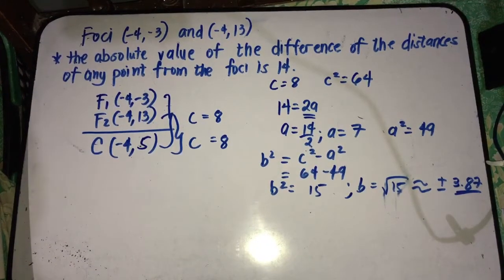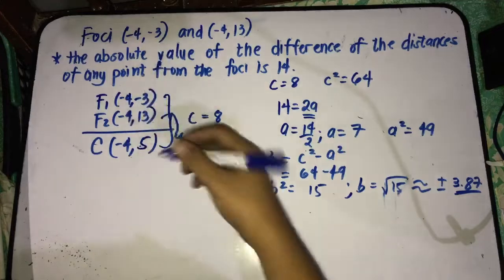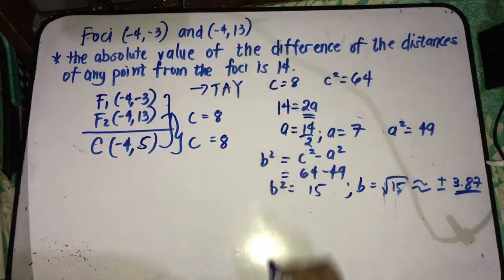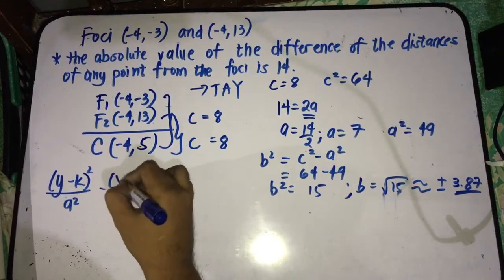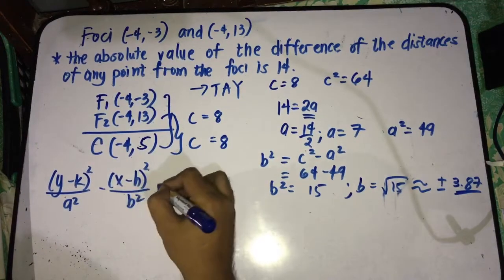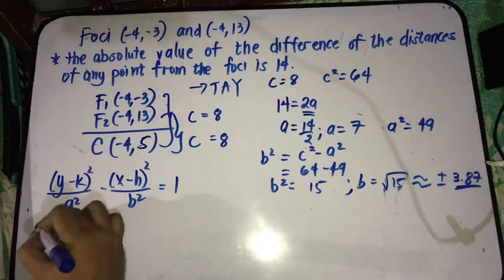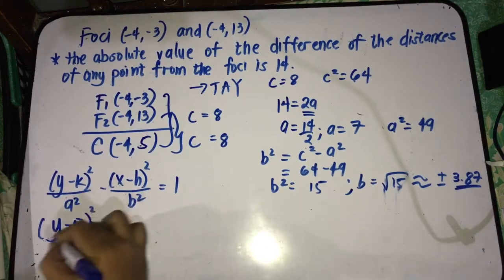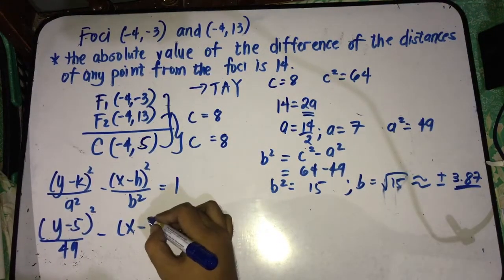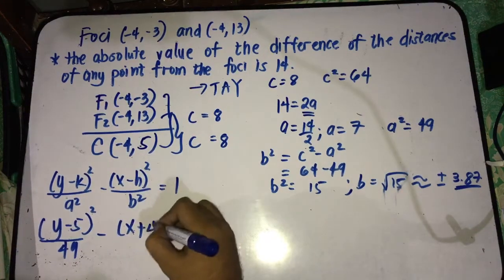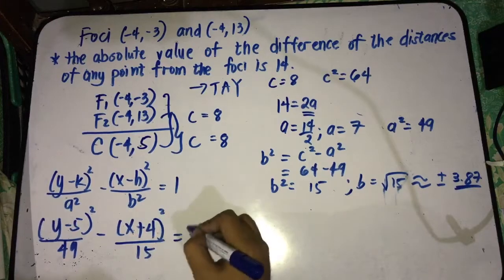Okay. Tax or tie. So, hanapin natin kung tax or tie. Paano natin malalaman ngayon kung tax or tie siya? So, ano ba'ng binago natin? Y. Therefore, tie. Ano yung formula for tie? Y minus k quantity squared over a squared minus x minus h quantity squared over b squared is equal to 1. So, this is now y minus 5 quantity squared over 49 minus x minus what is our h, plus 4, quantity squared over 15 is equal to 1.